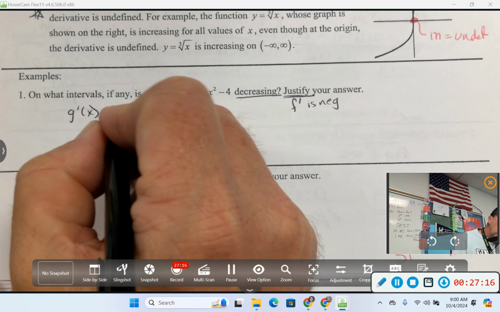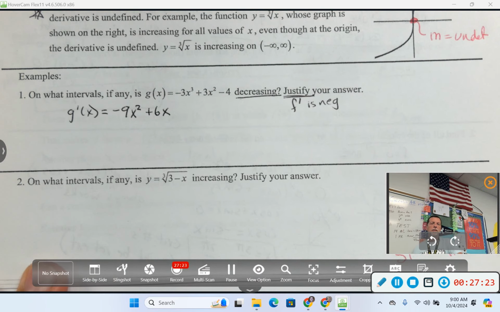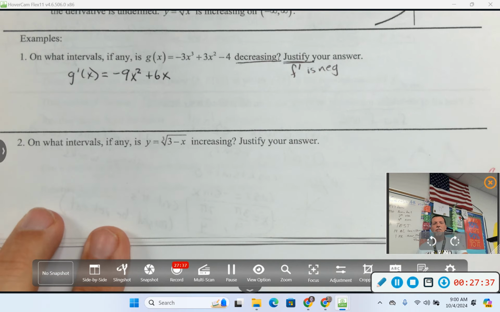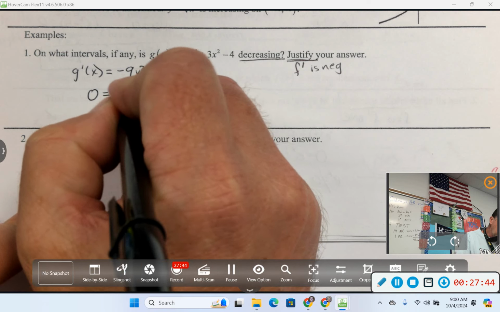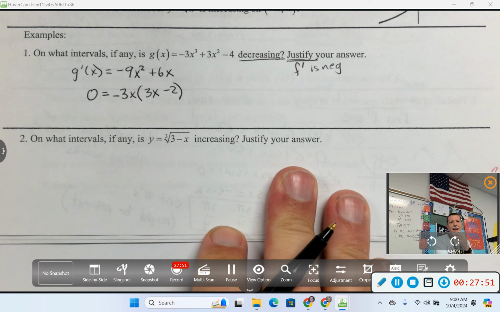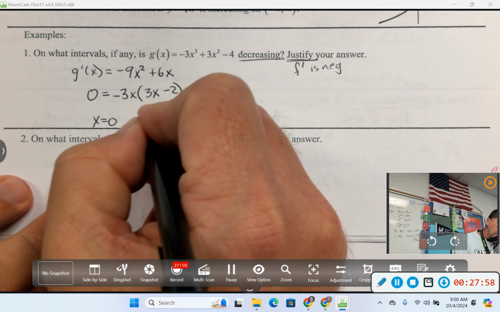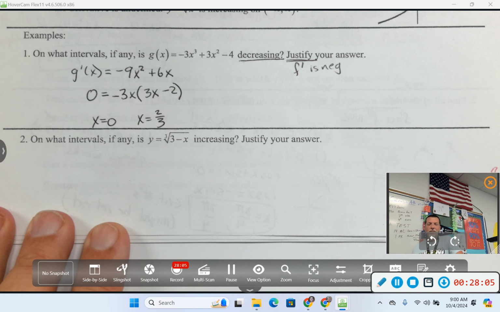So g prime is negative 9x squared plus 6x. Well, that doesn't really help me with where it's negative. Any idea on what I could do to start to figure out where it's negative? Let's set it equal to 0. I'm going to factor out a negative 3x. We'll set our factors equal to 0. So either x is 0 or x is 2/3. Still haven't figured out where it's negative. I figured out where it's 0.